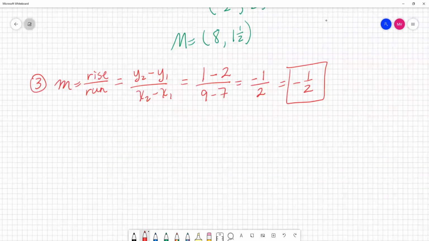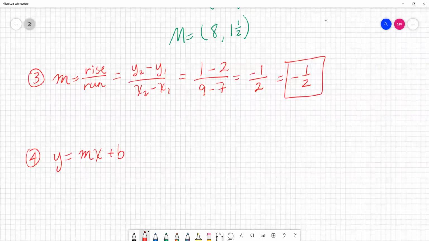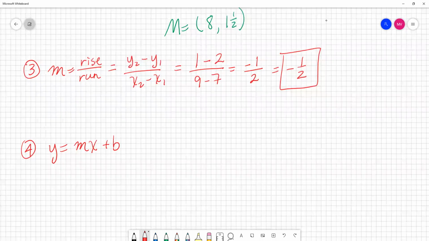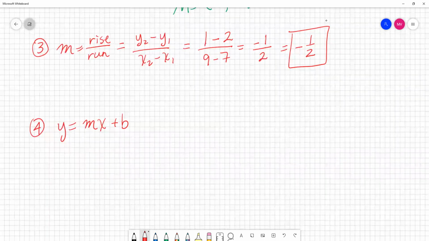All right, so number 4 is your linear equation. What is the linear equation? That's the same thing as your y-intercept or your slope intercept. So y equals m times x plus b. Now this means for every y and x on the line, so those stay variables. What is my m?